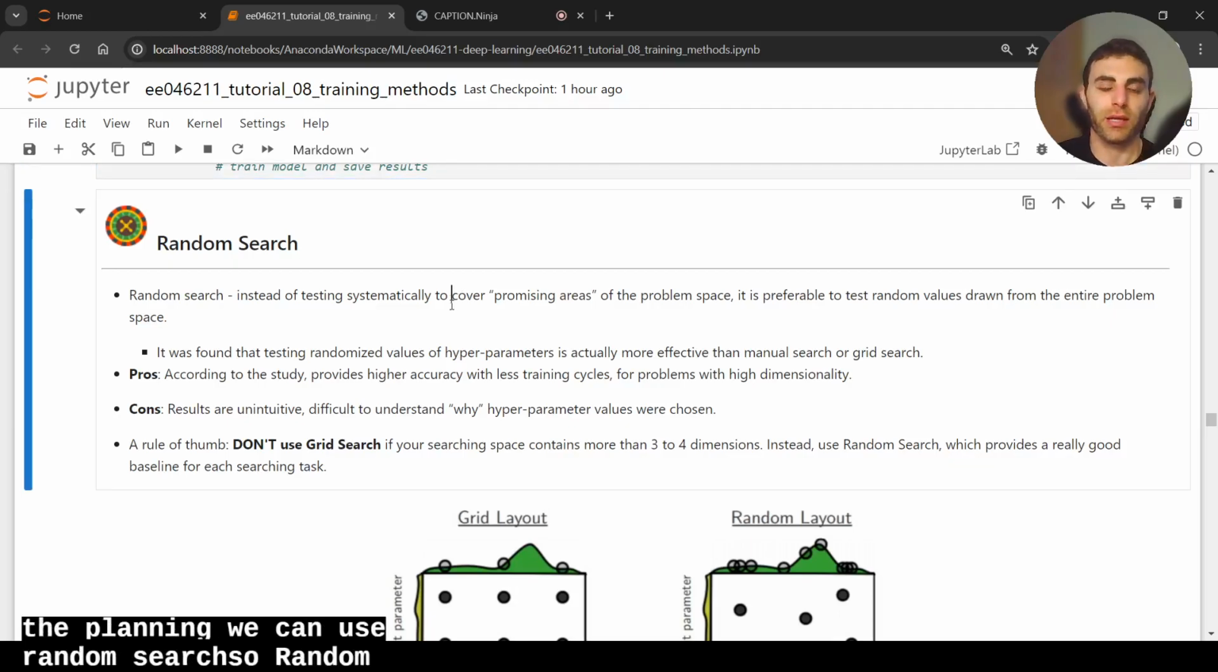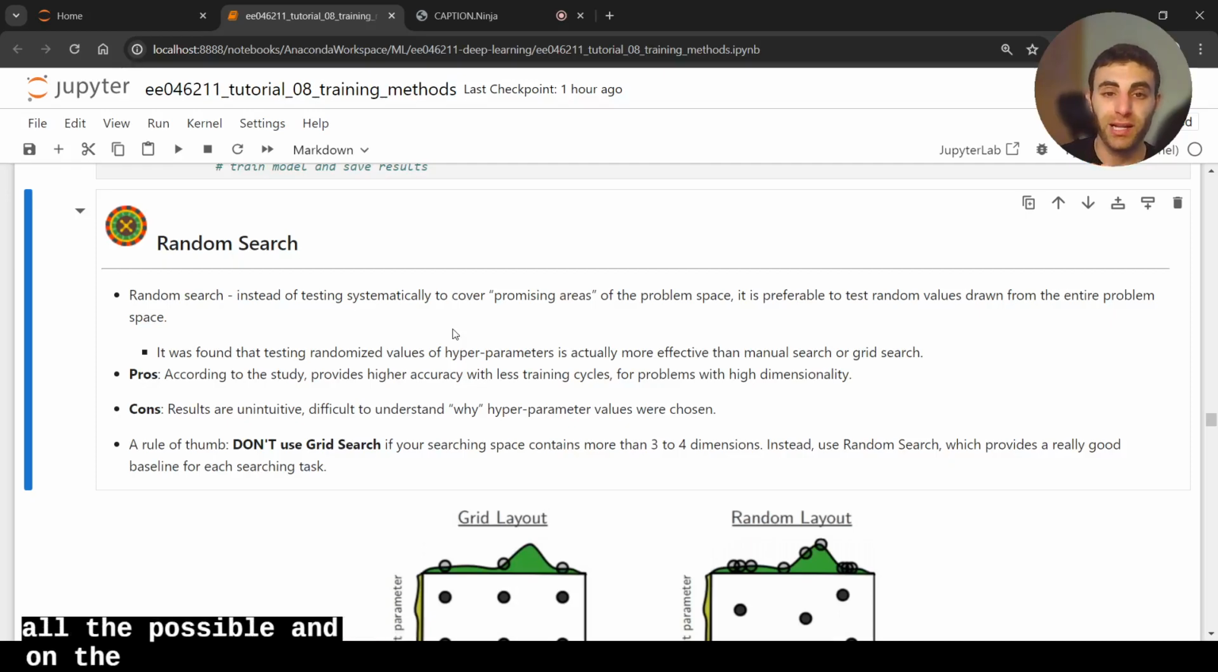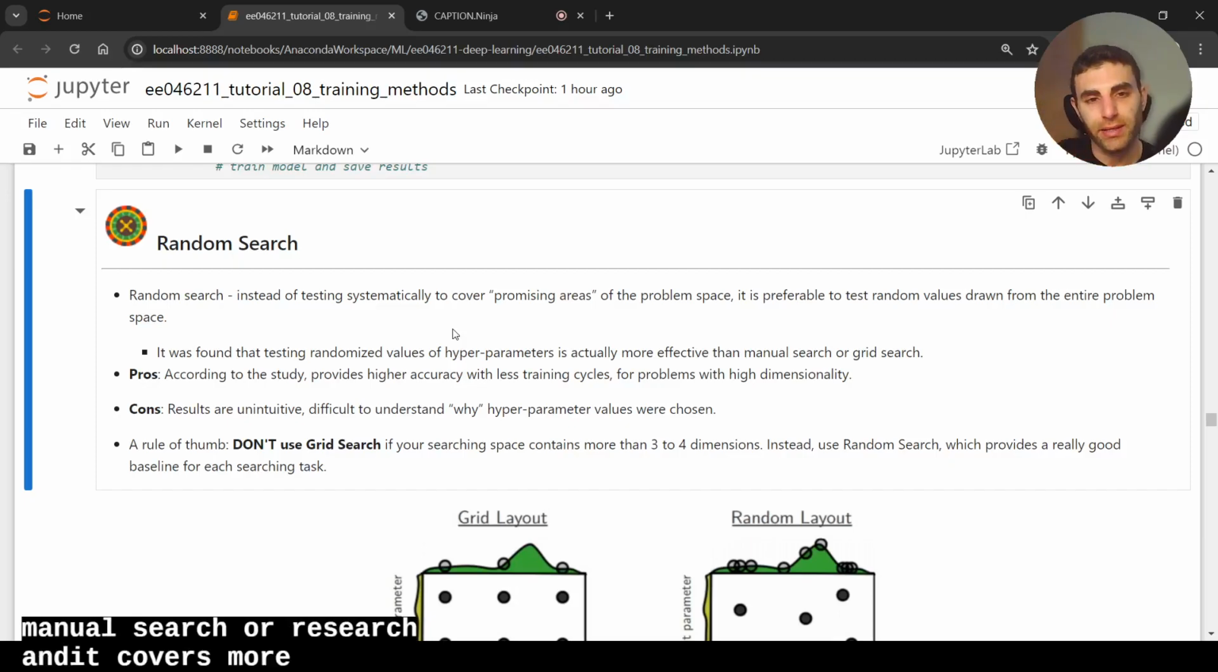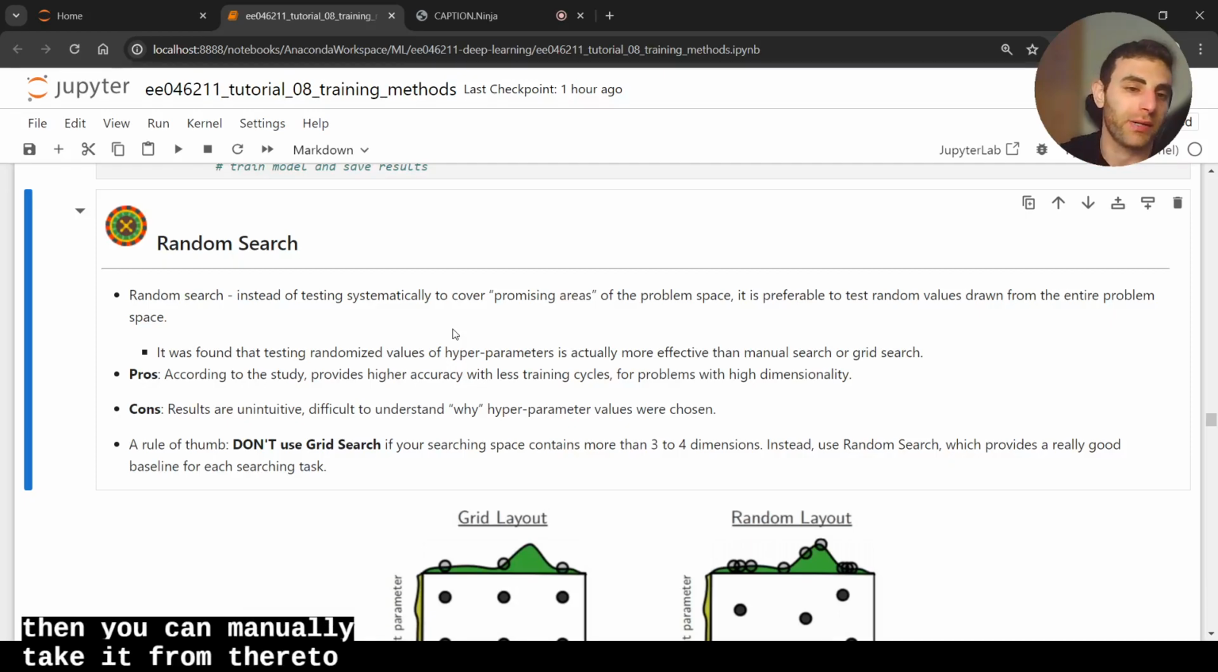So random search, instead of going systematically over all the possible values, we can just randomly sample values. Now, it was found that testing randomized values of hyperparameters is actually more effective than manual search or grid search, and it covers more areas of the search space, right? As a rule of thumb, don't use grid search if your search space contains more than 3 or 4 hyperparameters, and instead use random search, which provides really good baselines for each searching task. Maybe random search will come up with an interesting combination of hyperparameters, and then you can manually take it from there to grid search or manual tuning.